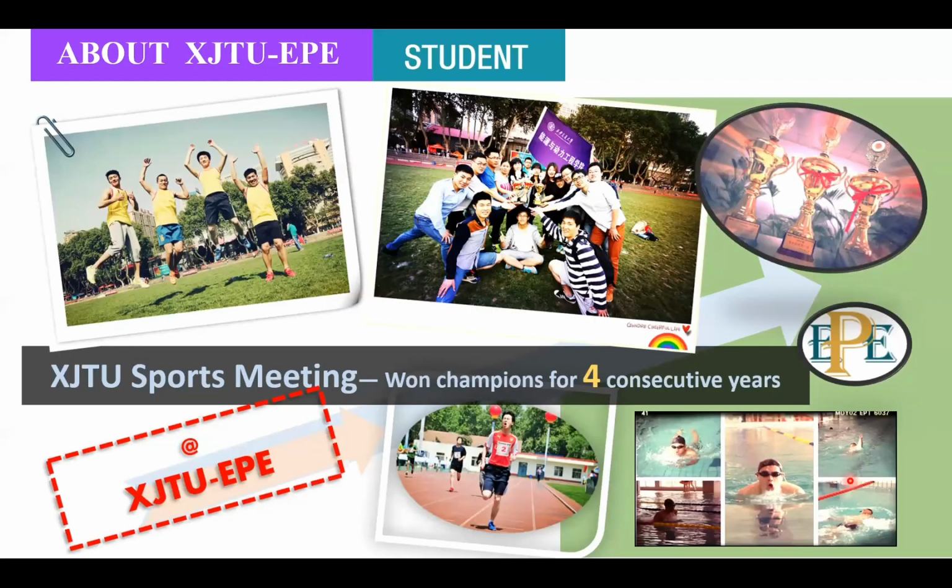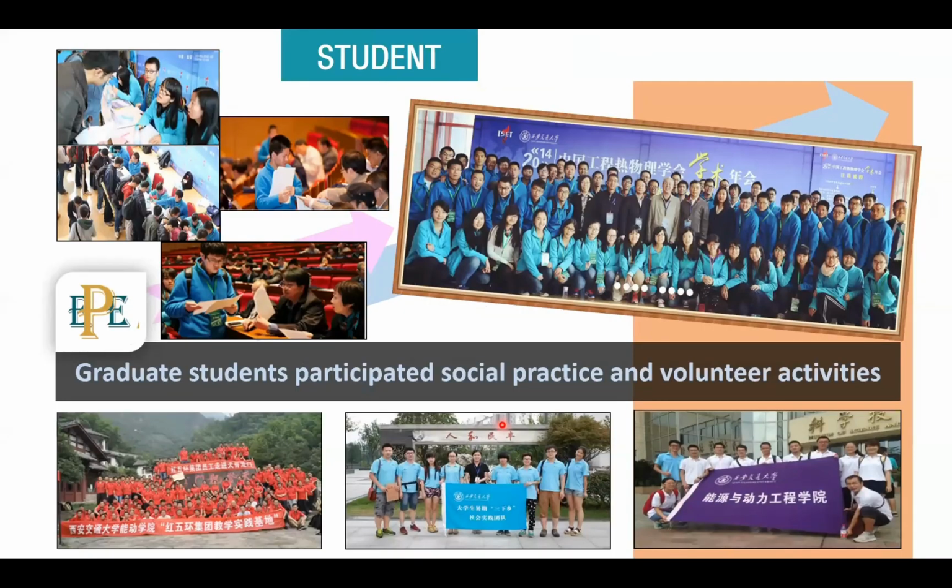Okay, so in our school, we have a very bright history and very bright honors. For example, in the sports meetings, we won the championship for 4 consecutive years. We were always the number one school. And there are academic meetings, conferences, symposiums, and workshops, and we also encourage students to travel a lot and to visit corporations, governments, etc.